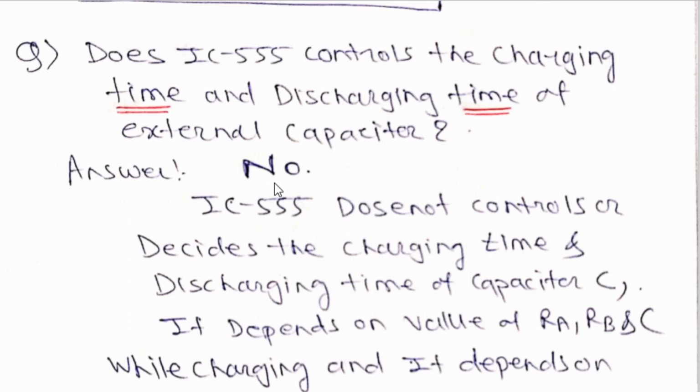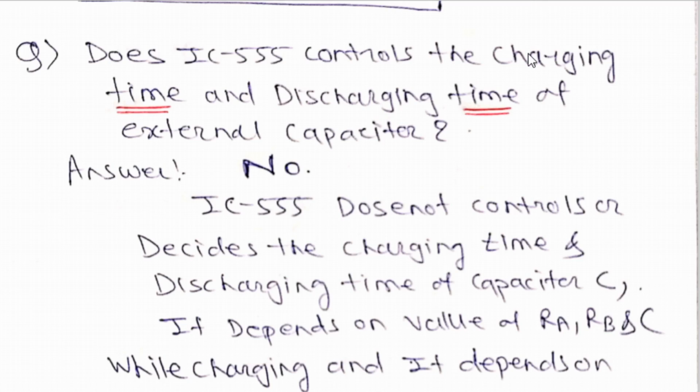Why? Because you know very well, the externally connected capacitor C charges through RA and RB. How long the capacitor will take to charge to two-third VCC is entirely decided by the value of the capacitor, the value of RA, and the value of RB. Therefore, IC555 does not control the charging time and discharging time. So the charging time and discharging time are controlled by you. You select the value of RA, RB, and C.